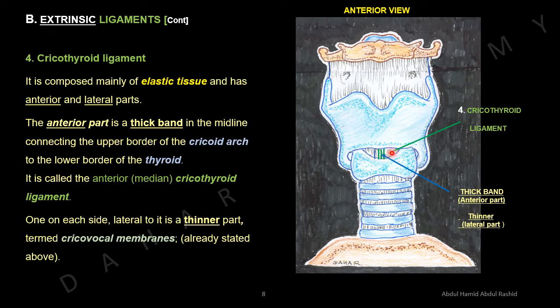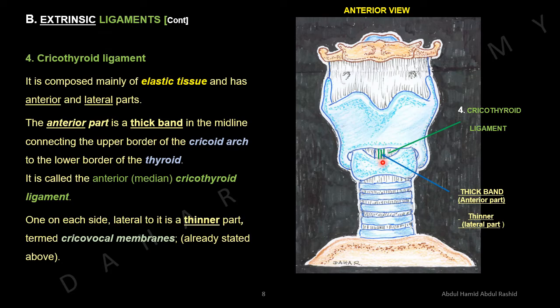This gap is filled with a ligament called the cricothyroid ligament. It is in fact elastic tissue and has anterior and lateral parts. The anterior part is a thick band in the midline connecting the upper border of the cricoid arch to the lower border of the thyroid cartilage. It is also called the anterior or median cricothyroid ligament.